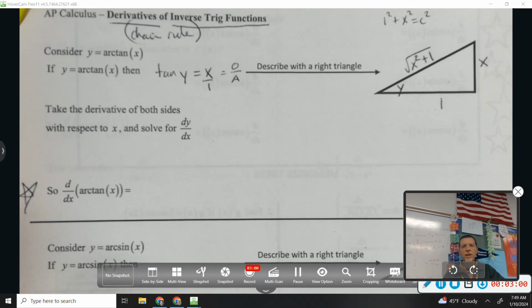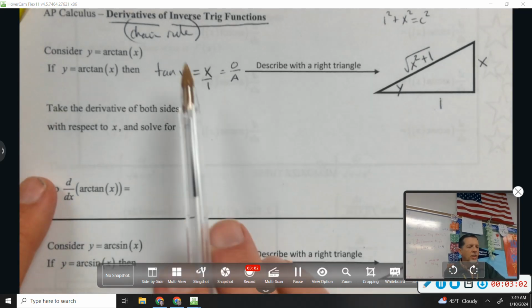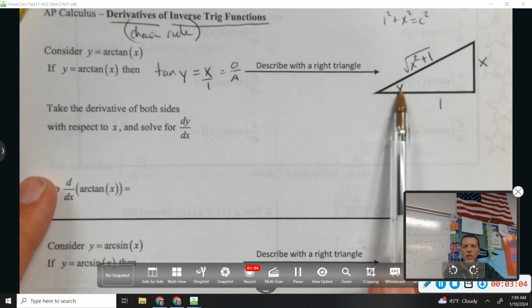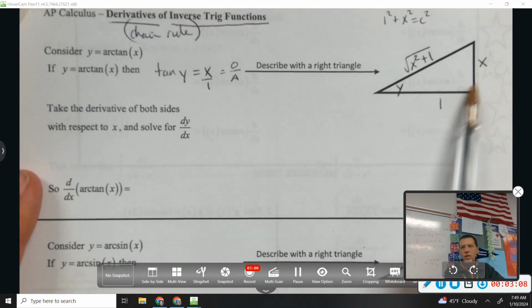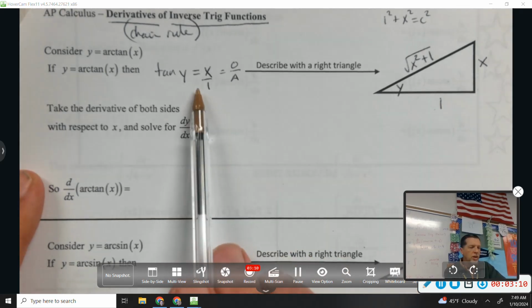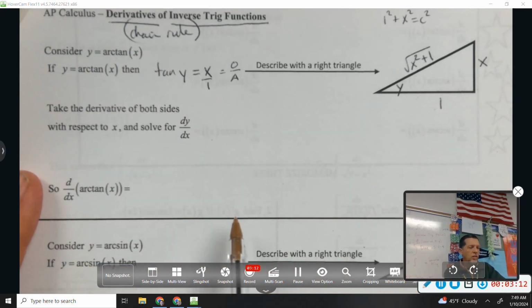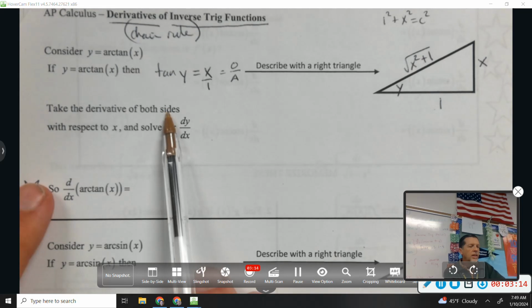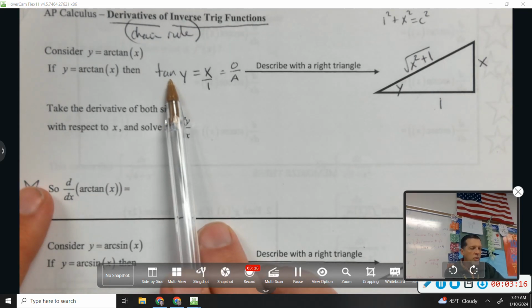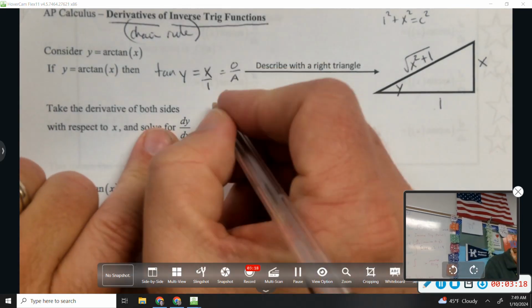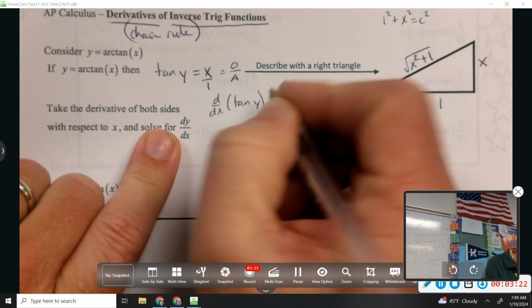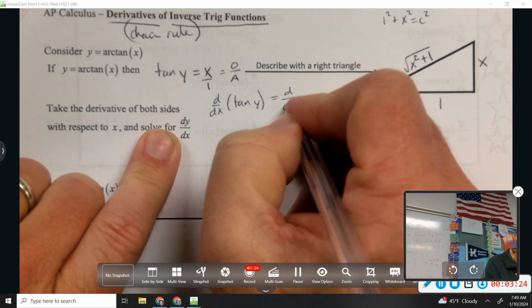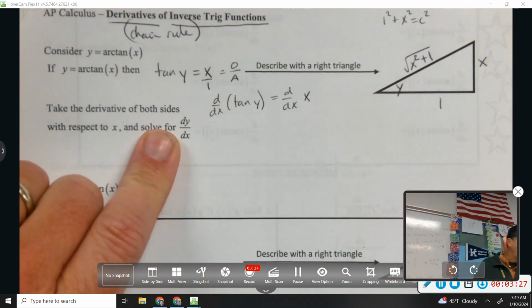Okay, so now I've got a picture that matches this statement. The tangent of y is opposite over adjacent, so the tangent of y is x. Okay, so I've got a picture that goes with this original equation. Next, let's take the derivative of both sides. So we're going to take the derivative of tangent of y, and we'll take the derivative of x.